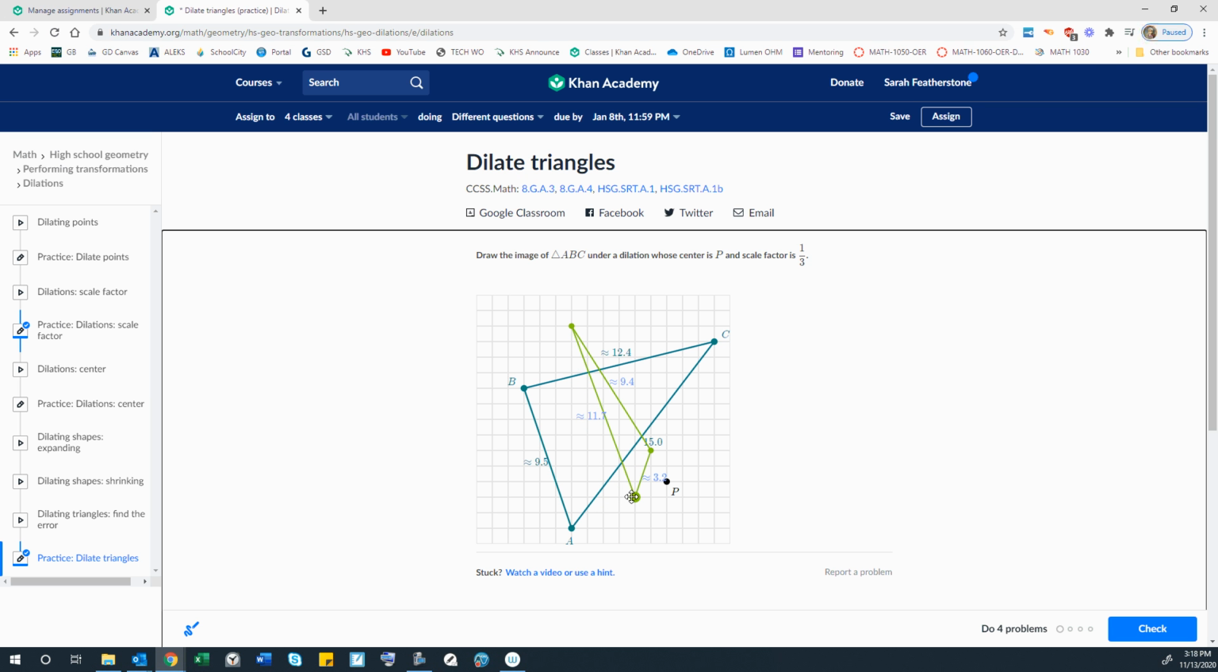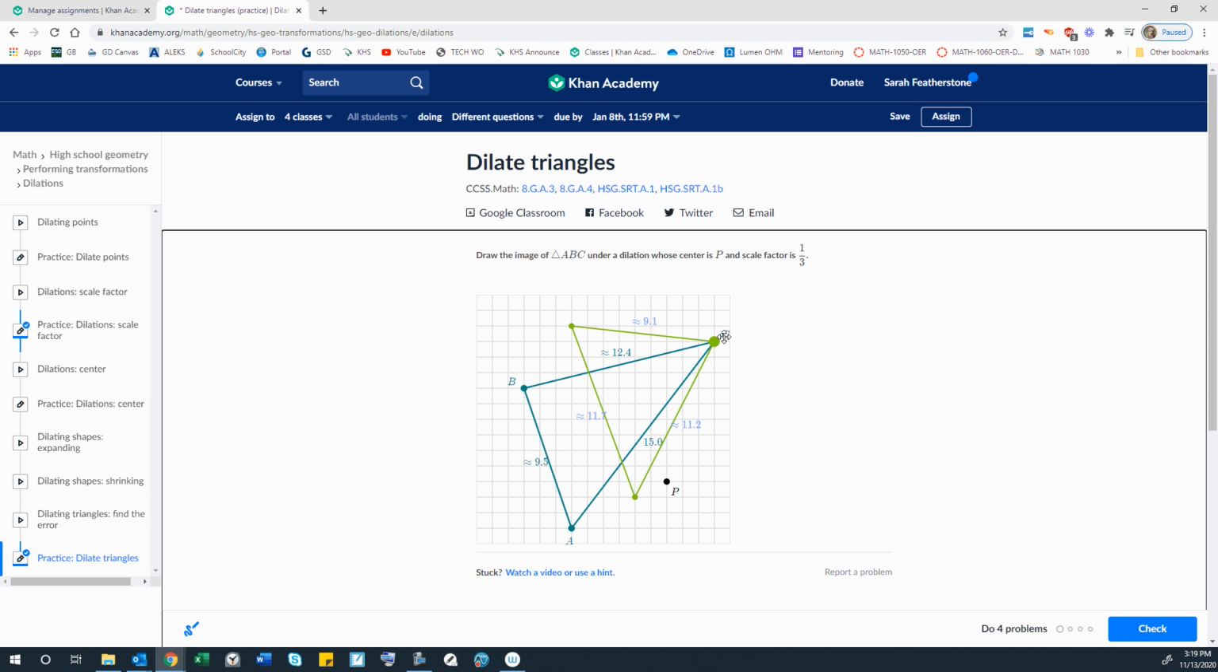And again, the reason I'm going up 1 over 2 is because from point A to point P was up 3 over 6. And 1/3 of 3 is 1, and 1/3 of 6 is 2. So see how my new point here is 1, 2 to point P. That's 1/3 of point A. So there's my A prime.